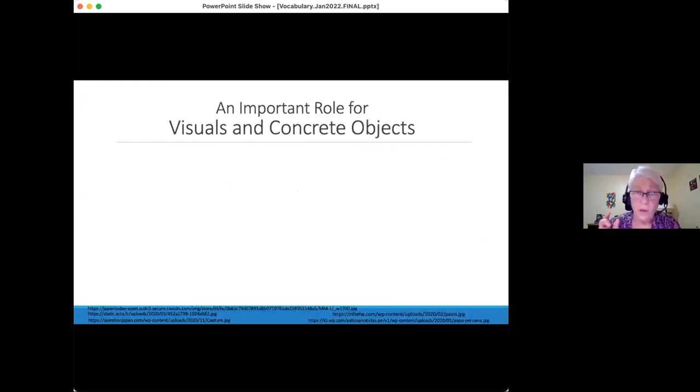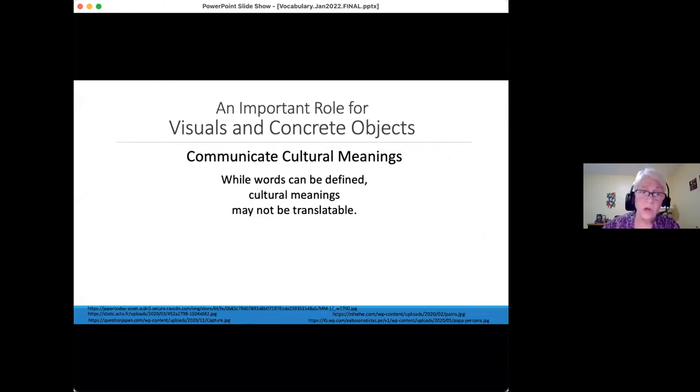But I want to take a moment to note something about the visuals and the concrete objects and how important they are when you're trying to communicate cultural meaning. Because cultural meanings aren't always able to be defined in translatable terms. Because we know there are words in the languages we teach that just aren't that equivalent in English. And that's why visuals and concrete objects can be so powerful. They can illustrate cultural practices.